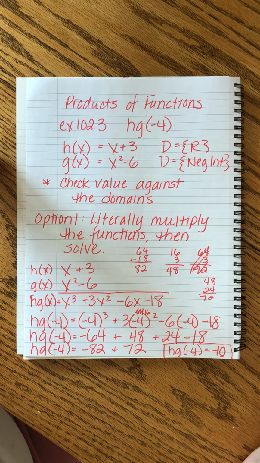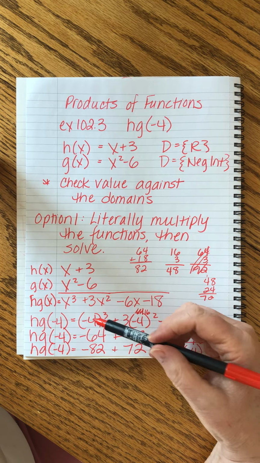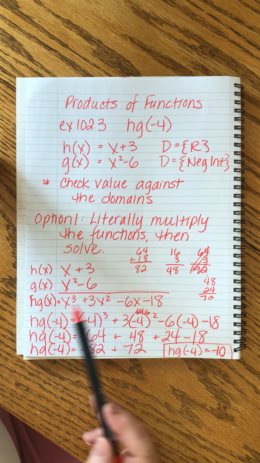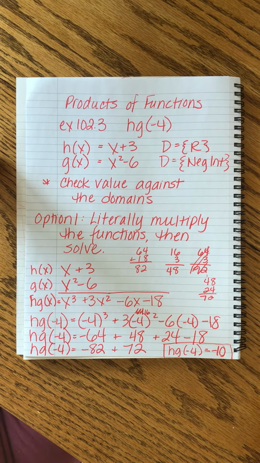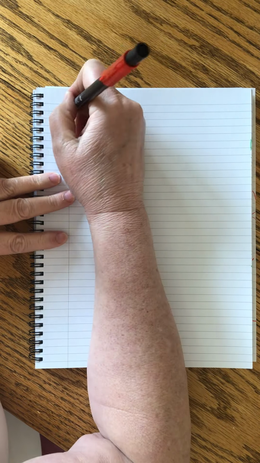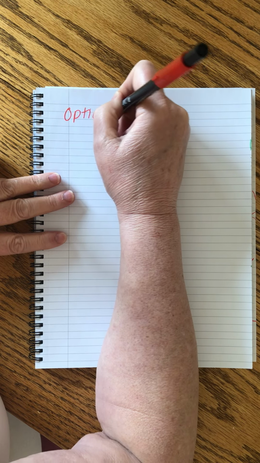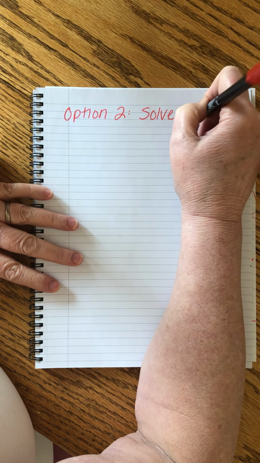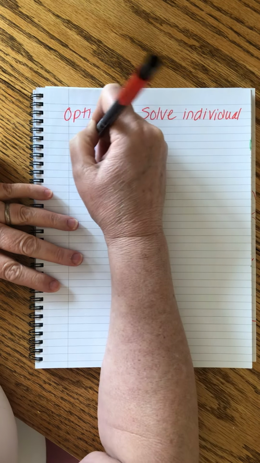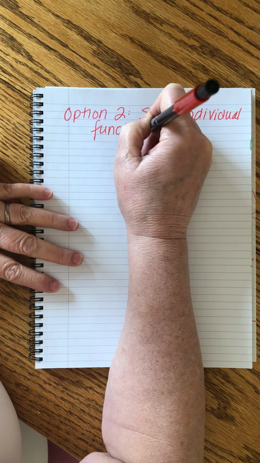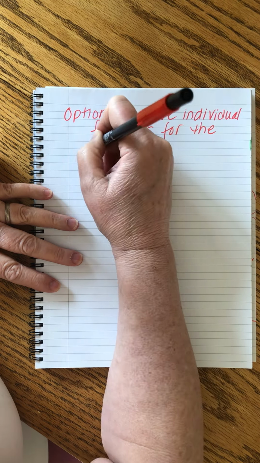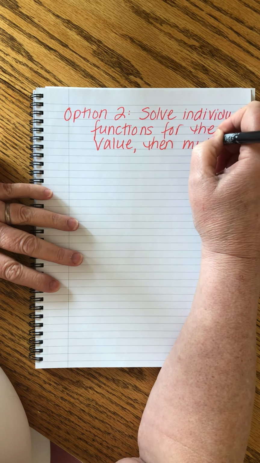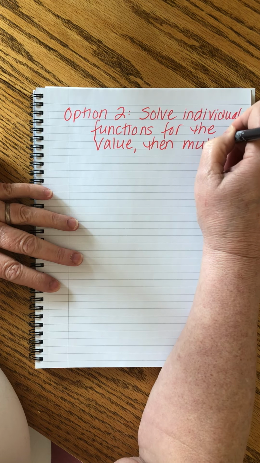Again, this is a lot of work for just using it once. This approach makes a lot more sense if we go, oh, well, we're going to plug in minus 4, but then we have 8 other numbers that we're going to plug into, because then we've got it all set and ready to go. But option 2 usually works best in the homework. And in option 2, we're going to solve the functions individually, and then we'll multiply the answers together.